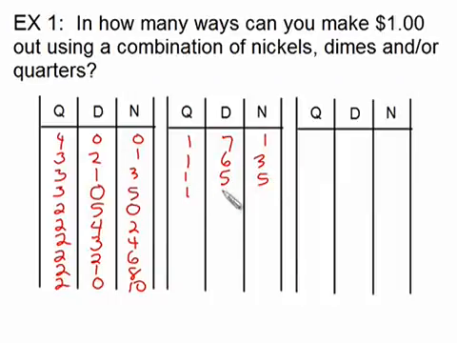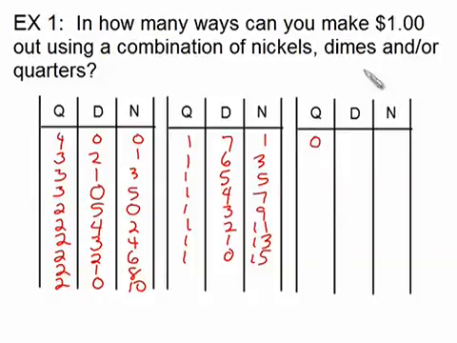So 1 quarter with 4 dimes would be 7 nickels. 1 quarter with 3 dimes would be 9 nickels. 1 quarter with 2 dimes would be 11 nickels. 1 quarter with 1 dime would be 13 nickels, and 1 quarter with no dimes would be 15 nickels. The last set we have to do is, what if we don't have any quarters?